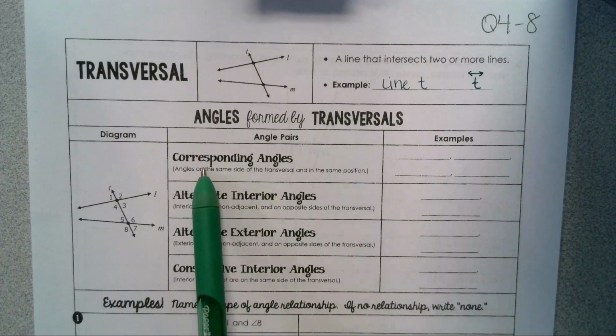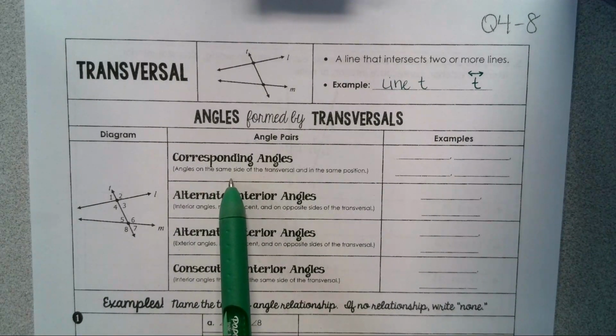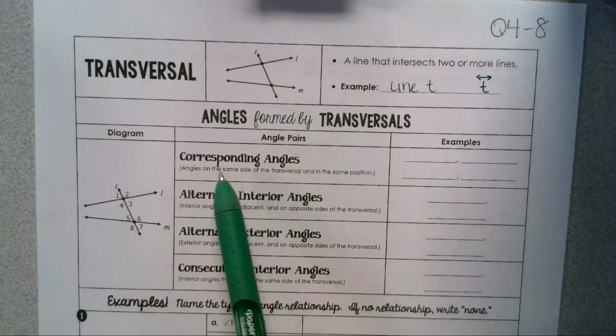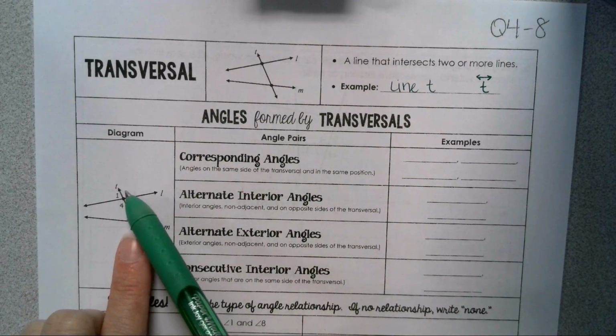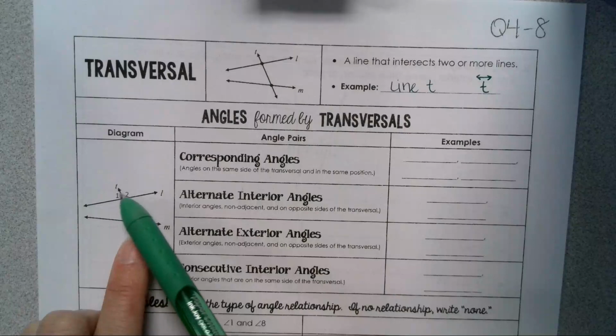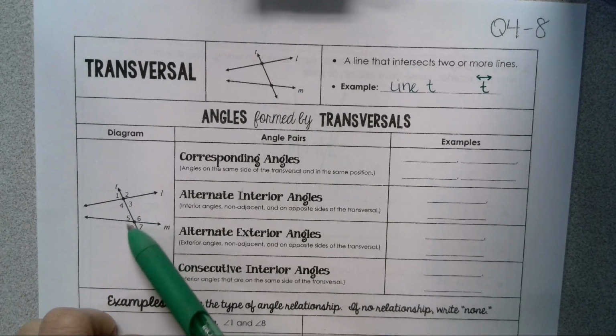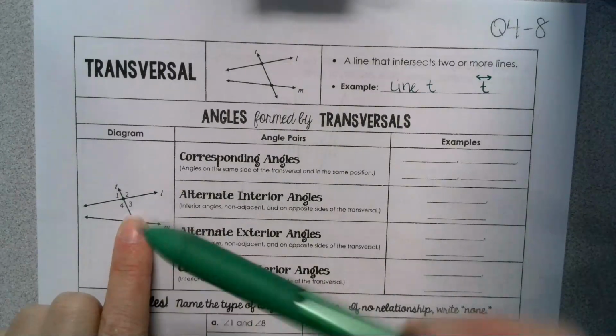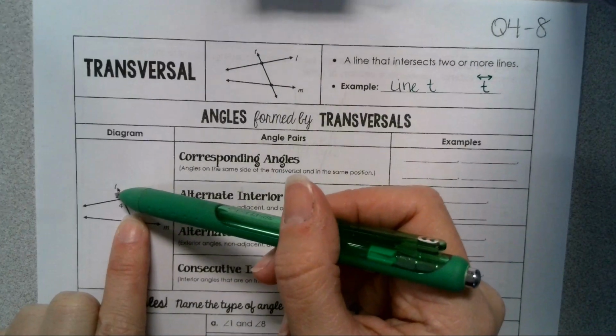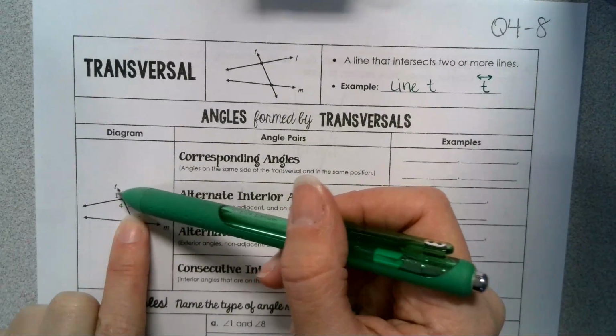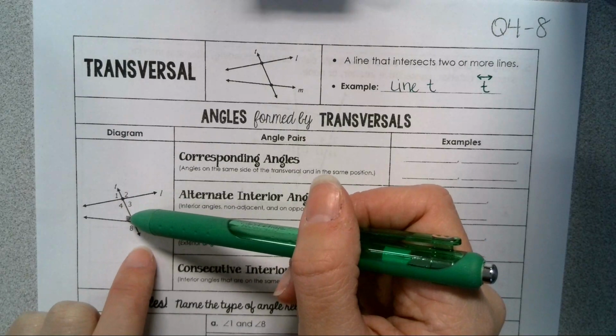So the first one is corresponding angles. These are angles that are on the same side of the transversal and in the same position. If we look at this, we've got two clusters of angles. We have this top one that's 1, 2, 3, 4, and then we have this bottom one that's 5, 6, 7, 8. So in the top cluster, 1 is in the top left. And then in the bottom cluster, you can see 5 is also in the top left.